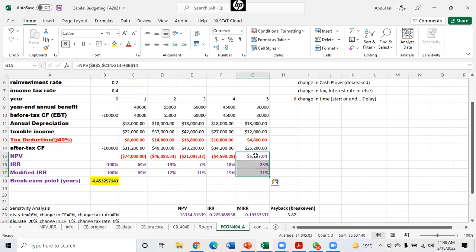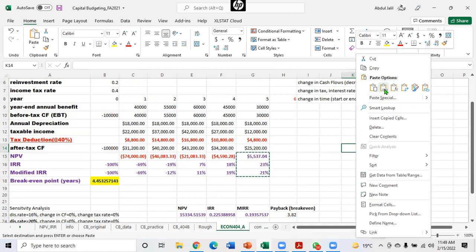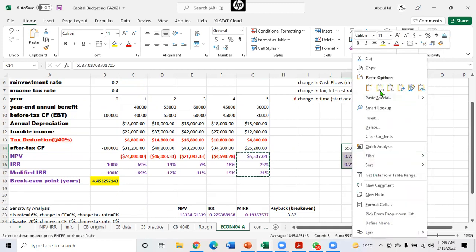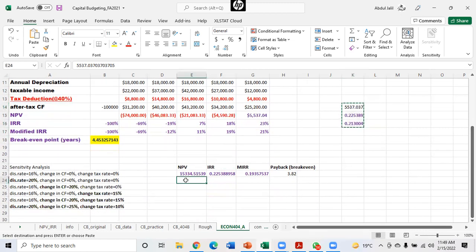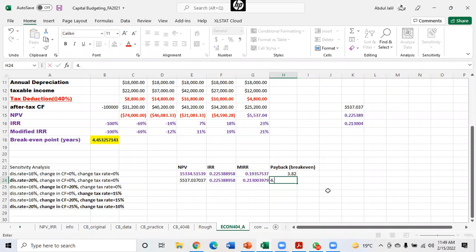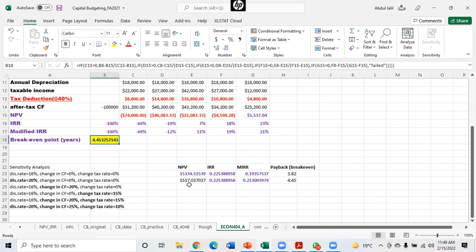Now the values have changed. Now copy, paste as number, and then copy, transpose, and the value is 4.45. Directly you can write this one, right? This comes from this break-even point. So what happens if you observe the values? Now the NPV of 15,335 has reduced to 5,536, with this discount rate.